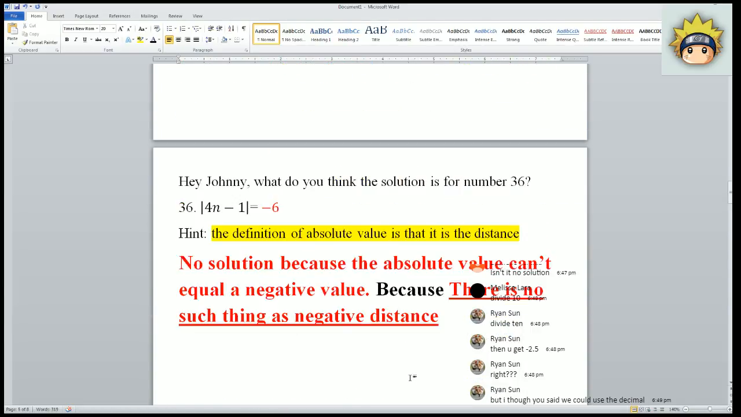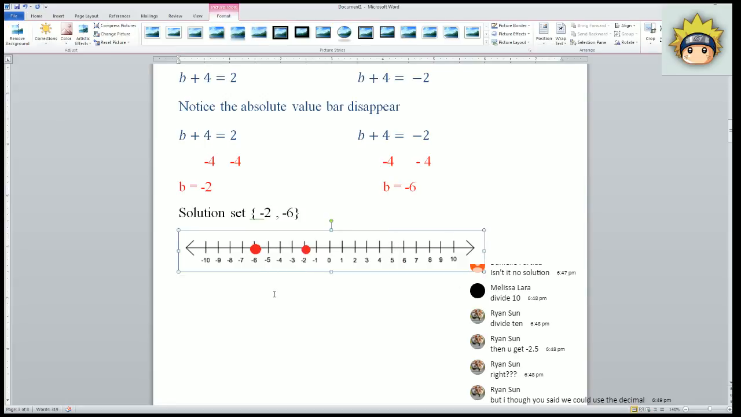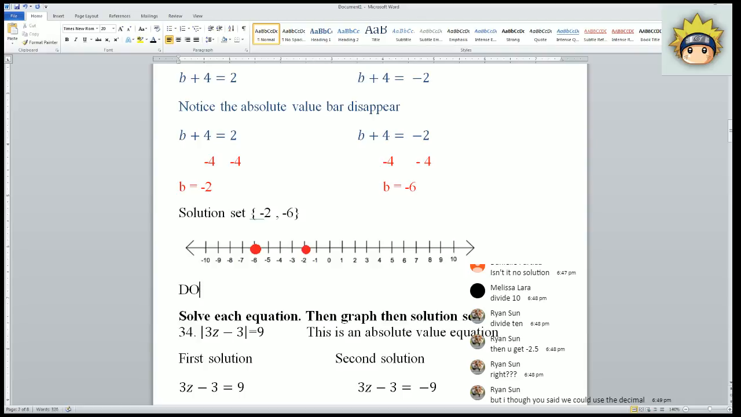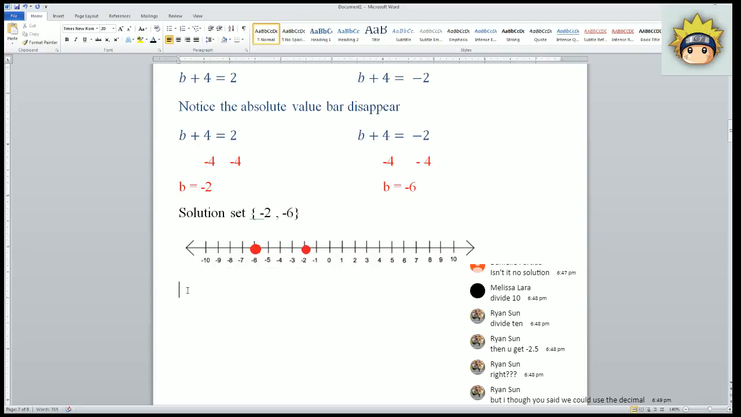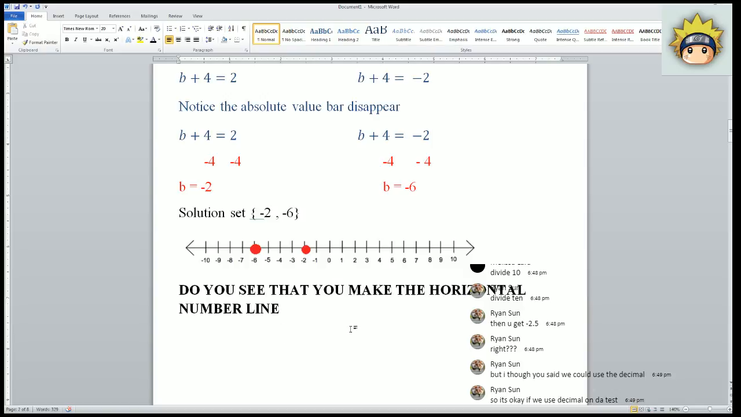Okay, so Ryan, do you see this? You have to draw the horizontal number line. Do you see that you make the horizontal number line? Yeah, there you go. Does that answer your question, Ryan? Oh, so it's okay if we put that decimal. Yes, you can put the decimal. That is okay, but I recommend that you put in a fraction.